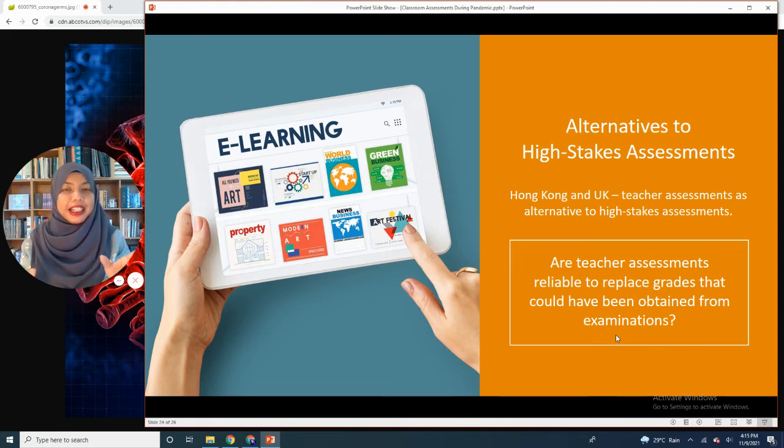Now, do you think that all these grades and scores that teachers have assigned from formative assessments, remember your formative and summative here, guys.